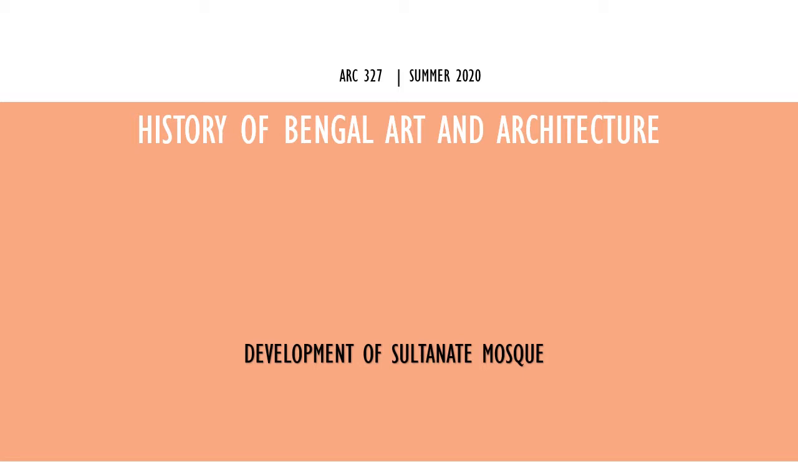Welcome back. It is our 10th lecture of the course History of Bengal Art and Architecture. It is part of the segment where we were discussing the Islamic architecture of Bengal, and it is the third lecture on it. In this segment, through a sequence of lectures, we are exploring the architecture of Islamic Bengal from the advent of Islam to Sultanate to Mughal.